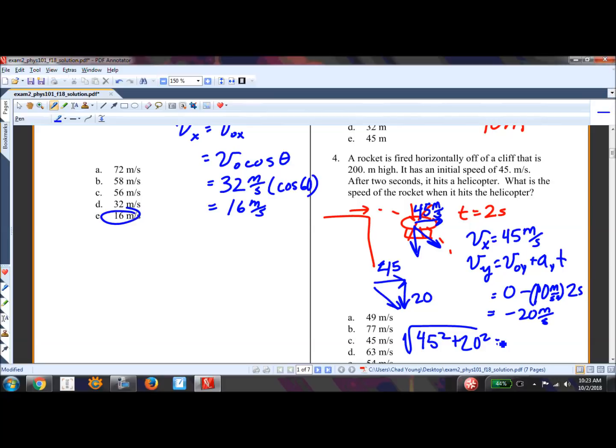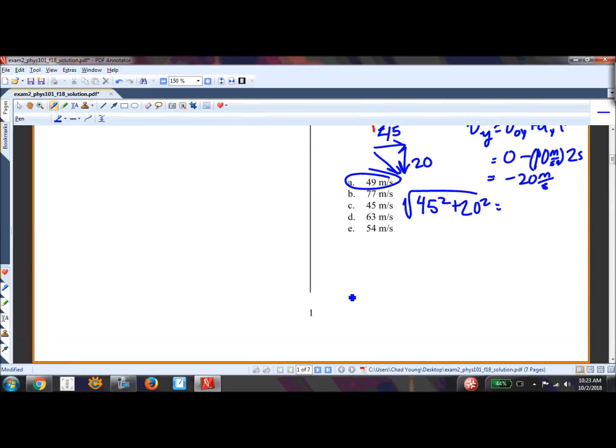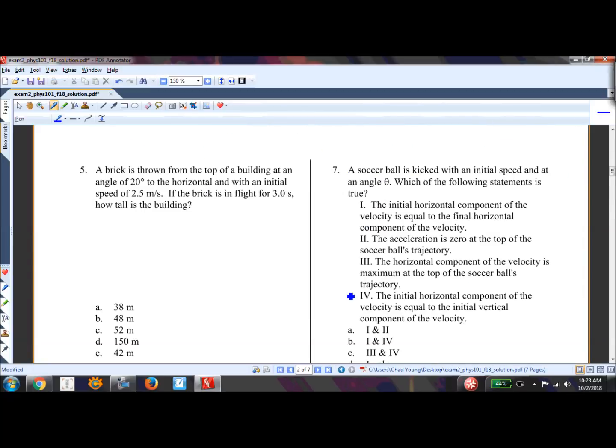And I get 49.2, or 49 meters per second. So 4 is A. All right, that's a tough first page. Oh, we have one more.